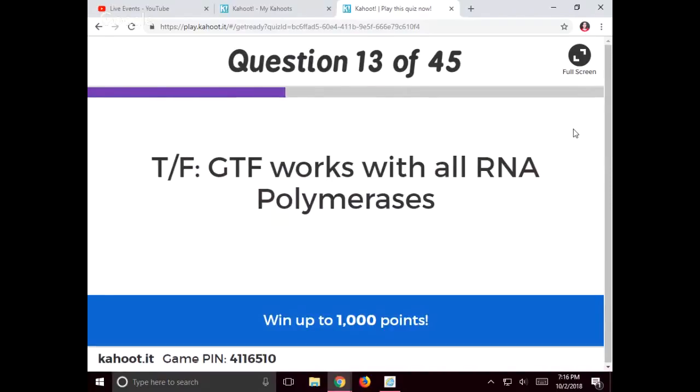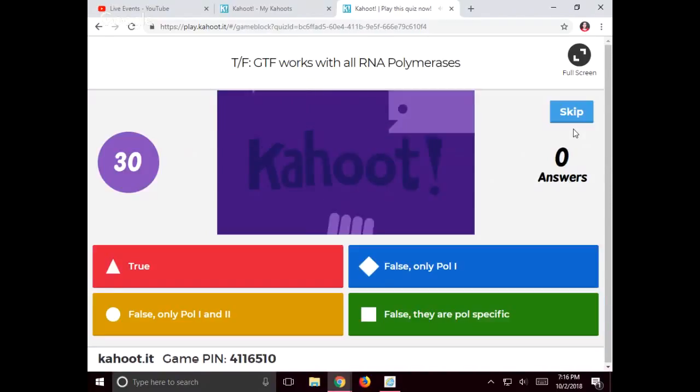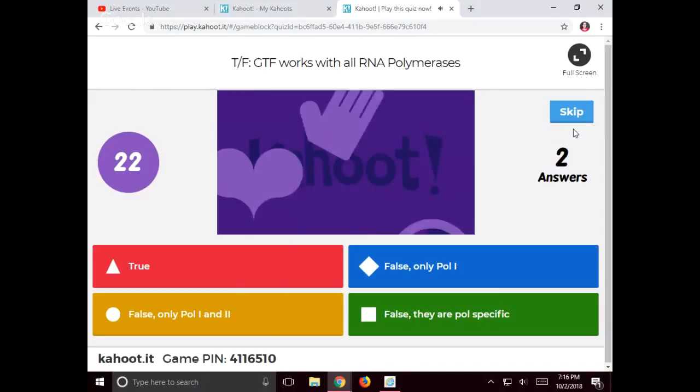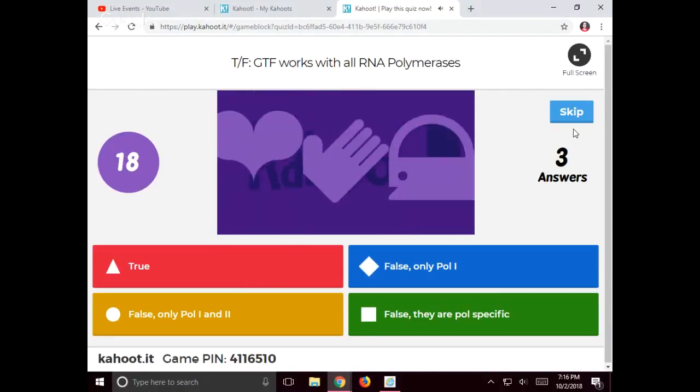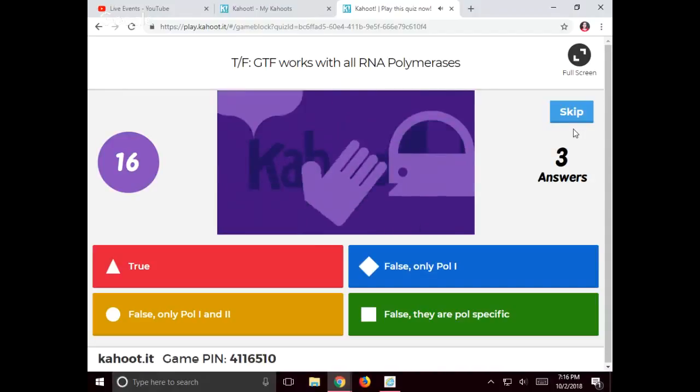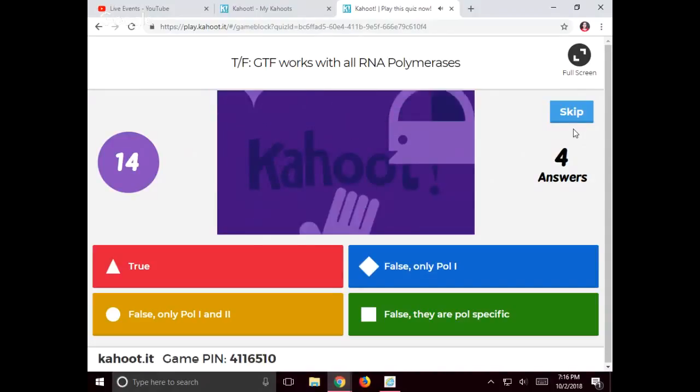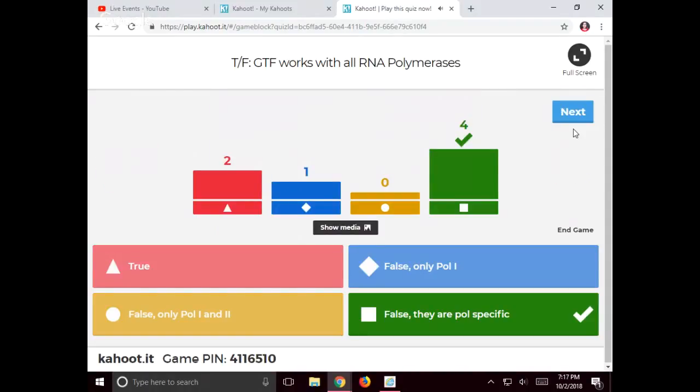All right. GTF works with all RNA polymerases. True? False, only polymerase 1. False, only polymerase 1 and 2. False, they are polymerase specific. GTF. She has this in her objectives that we need to know what GTF is. And she has it confusing, and that's why I specifically made it this way.